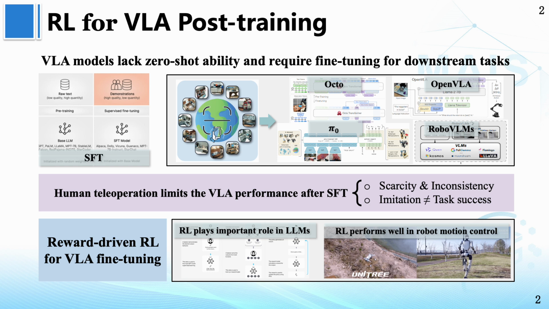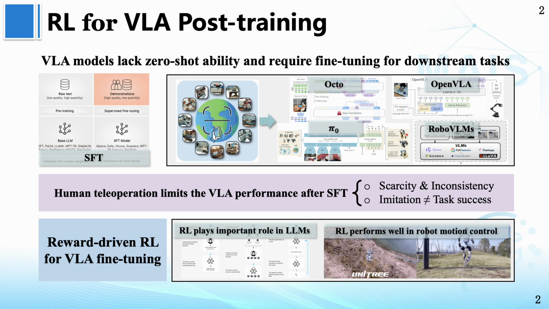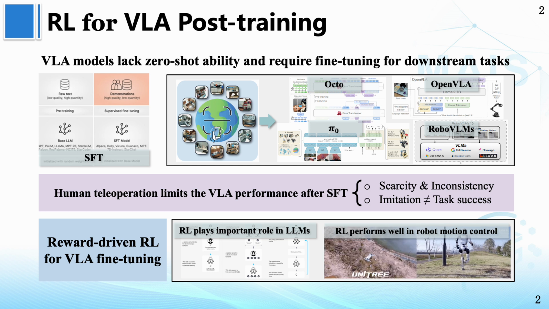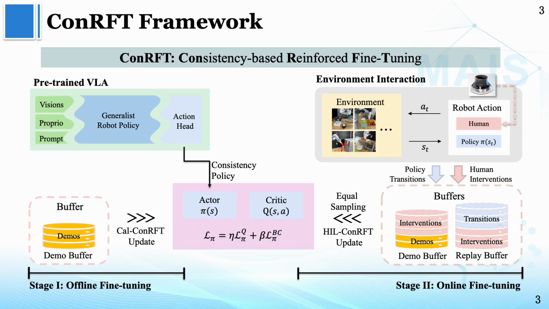To address this, we look to reinforcement learning as a better alternative. It directly improves the policy using reward signals, which helps it learn more robust and general behaviors. This idea is inspired by how reinforcement learning has been used to align large language models and its strong results in robot control. So how do we apply reinforcement learning for VLA post-training?